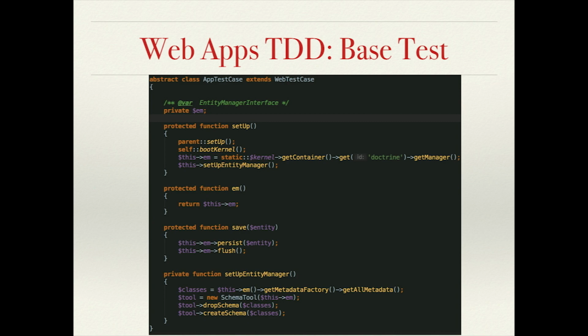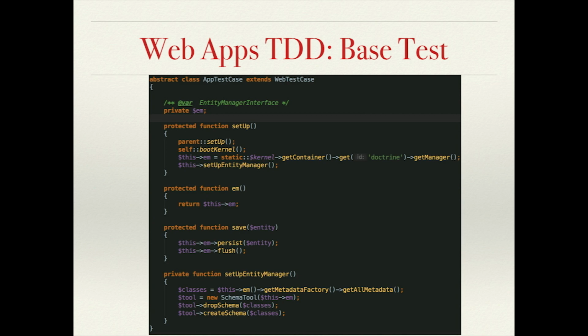So this is my app test case class. All of my unit tests extend from that class. And the first thing I do is I get the ORM. At the top line, I get the ORM, and so then I can pass it to my repositories. And then at the bottom, the setup entity manager. This is what kills the schema and rebuilds it for every single test.